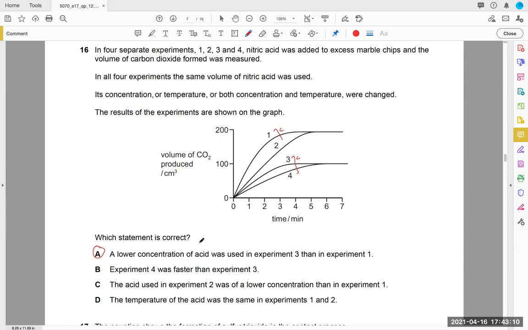The acid used in experiment 2 was of a lower concentration than experiment 1. That is wrong. They both have the same concentration because they're producing the same amount. The temperature of the acid was same in experiment 1 and 2. Again, 1 is faster, so temperature must have been higher than 2.